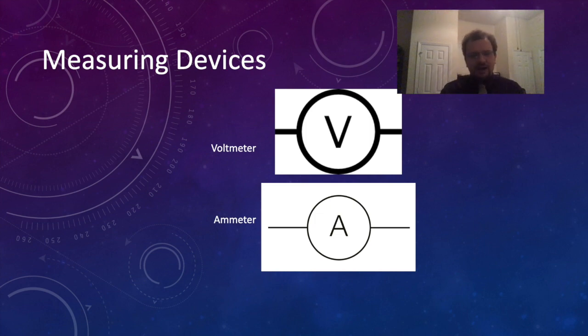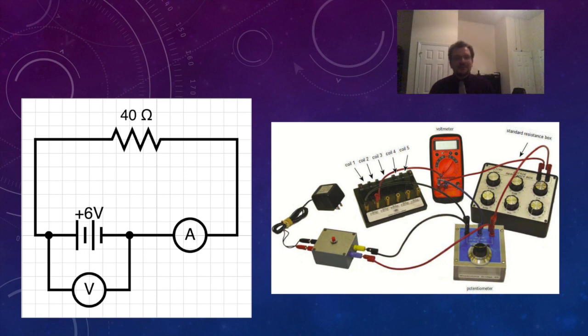So with that in mind, what we've got here is an example. On the left, you see that we've got a nice, pretty circuit diagram that shows that we have a voltage source, in this case a battery. We have a voltmeter that's measuring the potential difference across the battery, and that's going to be 6 volts. We have an ammeter that's measuring the current flowing through the circuit, and we have a resistor.